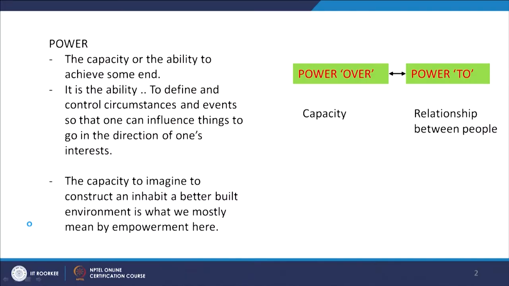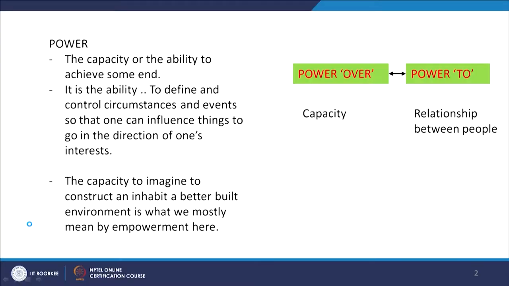So to start with, we'll talk about power. When we talk about the basic understanding of power, it is referred to as the capacity or the ability to achieve some end. In fact, even Amartya Sen talks about this in his book Development as Freedom, where he refers to development as the ability to access resources and how one can manage to access them. On a similar note, power refers to the ability to define and control circumstances and events so that one can influence things to go in the direction of one's interest.